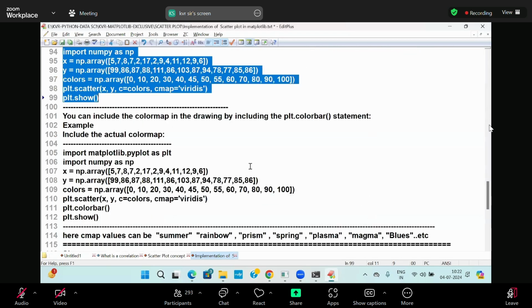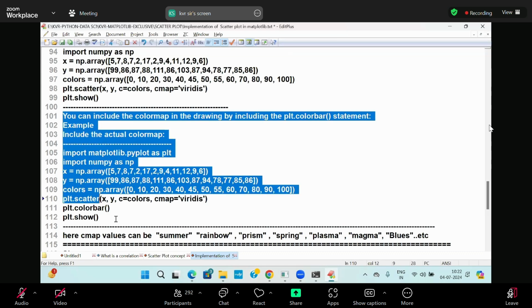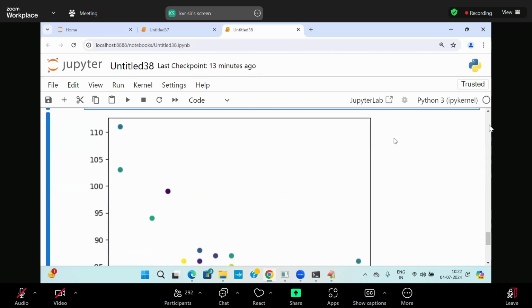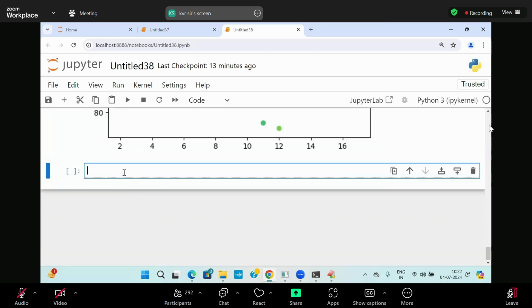Next you will get the clarity. These are the next values we are using. A color bar is also used with this. I want to show you the color bar. Adjacent to my scatter plot, one color bar will come. So you can include the color map in the drawing by including a color bar statement. I will show the color bar also; it will come in this combination only. In this place, you will get one color bar.